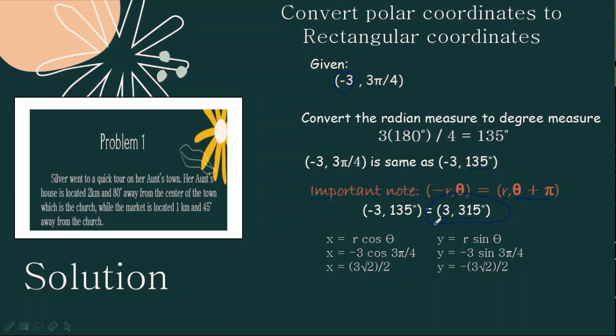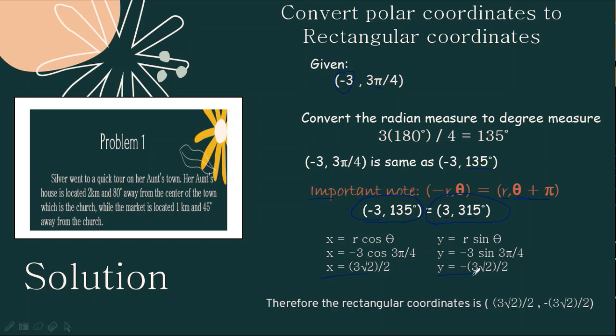But in converting to rectangular coordinates, we will use this one. Okay? And again, in getting the x variable, we use r cosine theta, so negative 3. Again, in converting to rectangular coordinates, we still use the original one. So our x is 3 square root of 2 over 2. Then our y is negative 3 square root of 2 over 2.